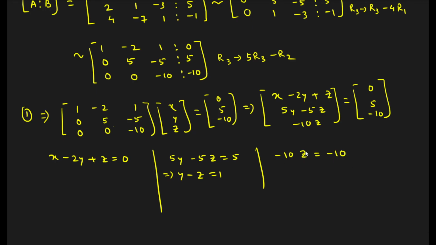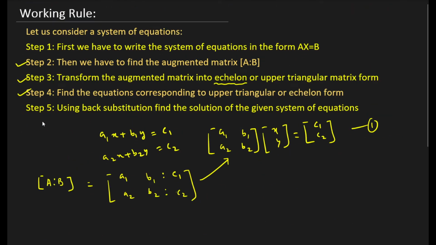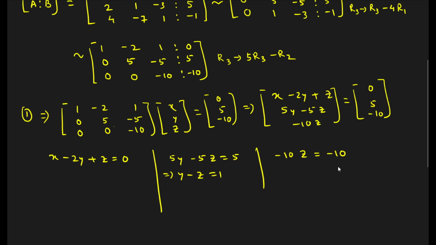Okay. So in the working rule, we are talking about using back substitution. Now see what back substitution is. The last equation is this one; this is the first equation, this is the second equation, and this is the last equation. So from the last equation we'll start calculating. Here minus 10 cancels on both sides. Z equals how much? 1. Now this value of z we will put in this equation, back substitution. So first we get z equals 1.